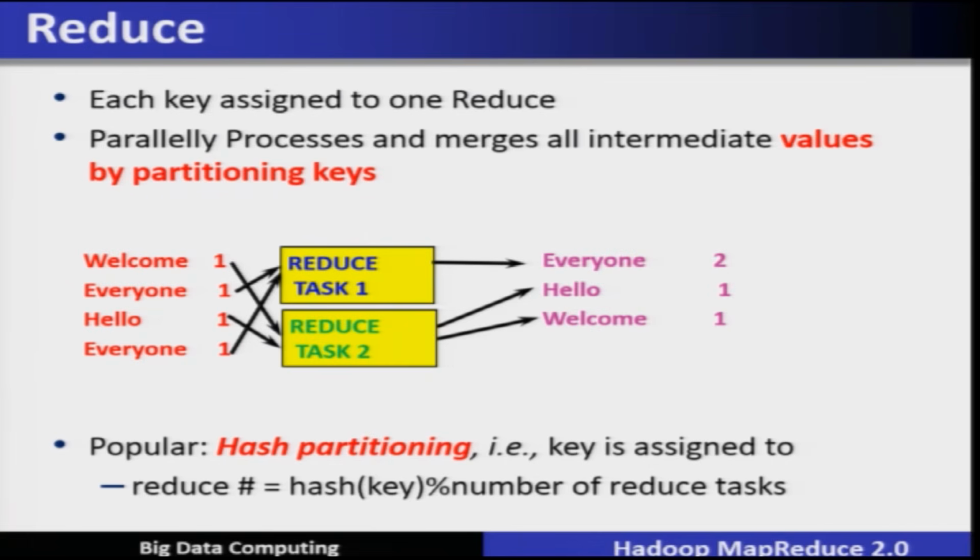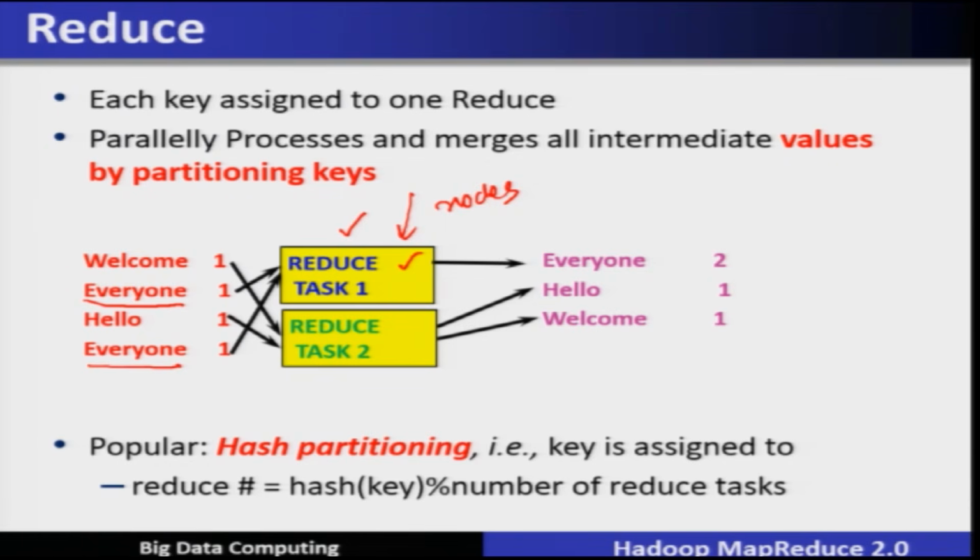So, each key is assigned to one reduce function, and here we can say that if there are 2 different nodes which run this reduce task, let us say reduce task 1 and reduce task 2. So, each key is assigned to one reduce task. For example, this particular key will be assigned to task 1. So, when everyone comes a second time, it should also be assigned to that same reduce task, whereas welcome and hello can be assigned to reduce task 2.